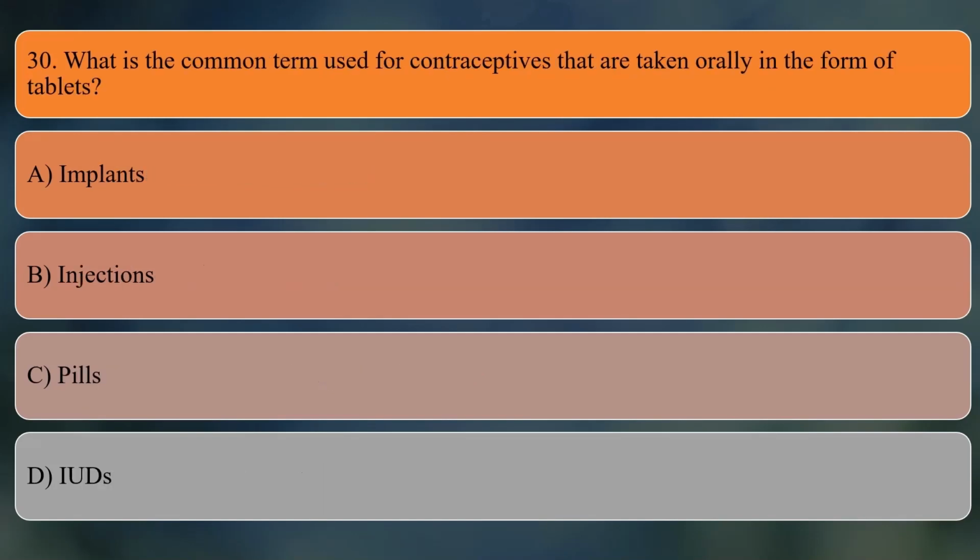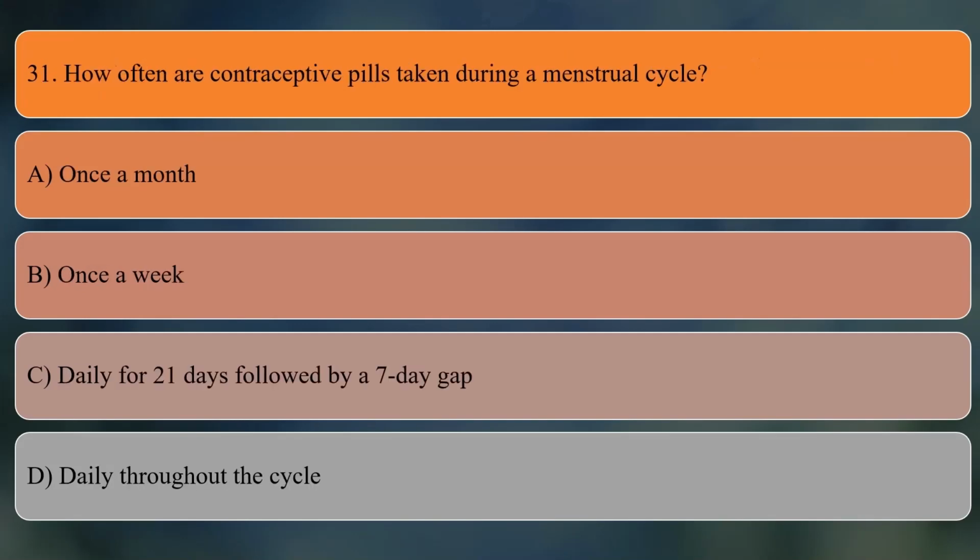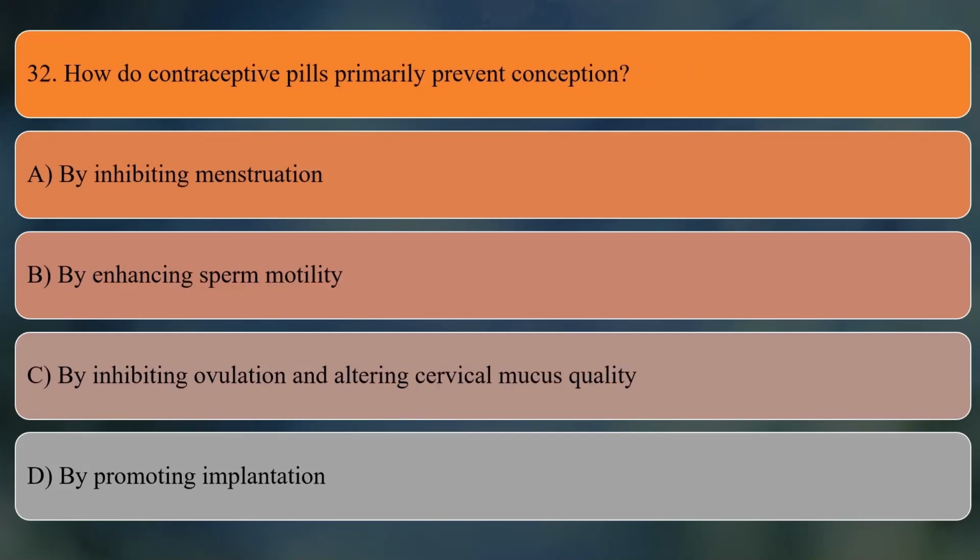What is the common term used for contraceptives that are taken orally in the form of tablets? How often are contraceptive pills taken during a menstrual cycle? How do contraceptive pills primarily prevent conception?